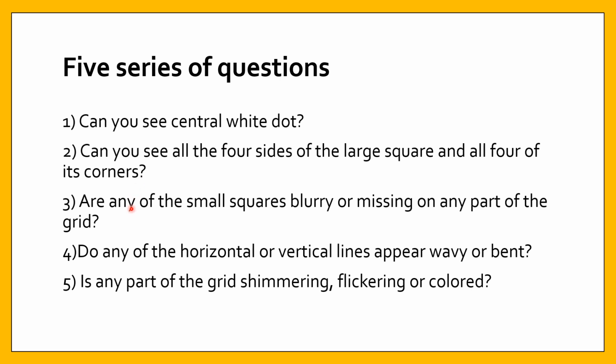And question number 4 is, do any of the horizontal or vertical lines appear wavy or bent, in order to rule out metamorphopsia? And question number 5 is, is any part of the grid quivering, flickering, or colored, in order to rule out scotoma? And through the 5 series of questions, we can detect retinal diseases such as metamorphopsia, paracentral scotoma, and so on.